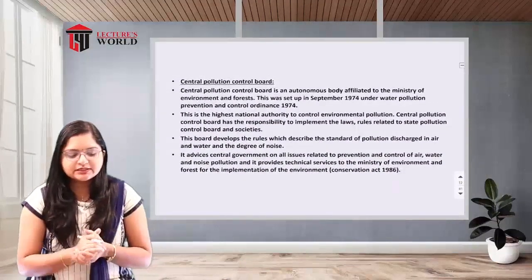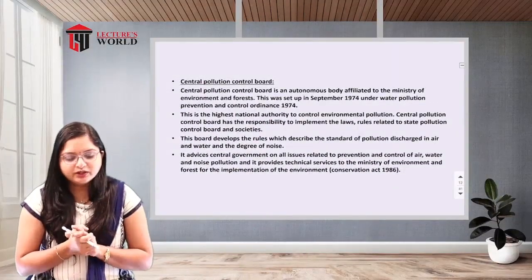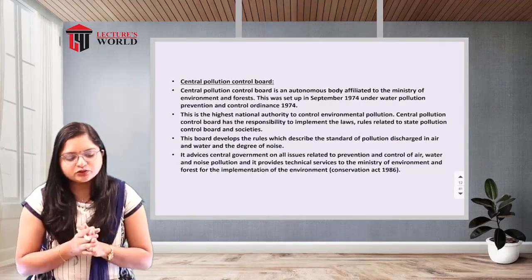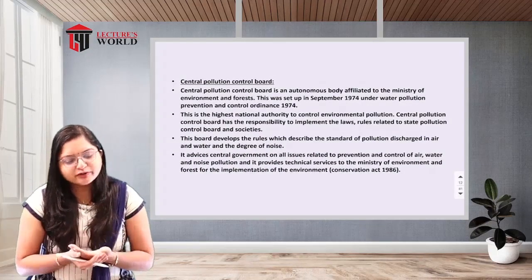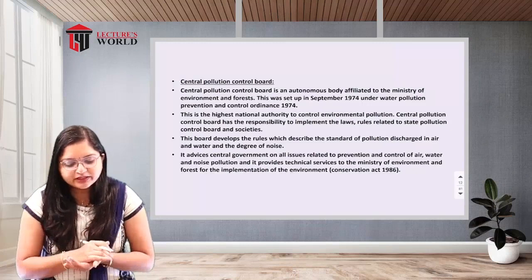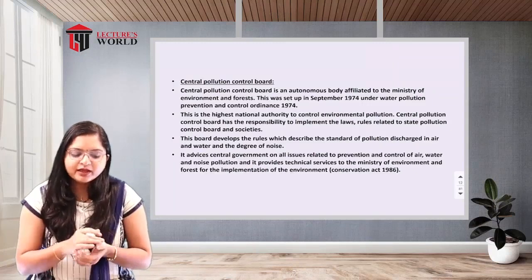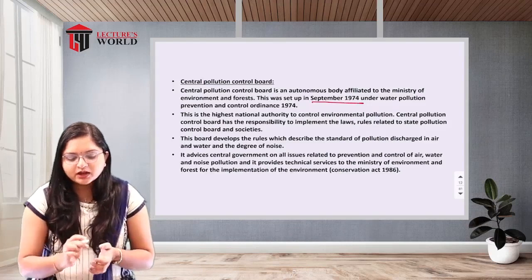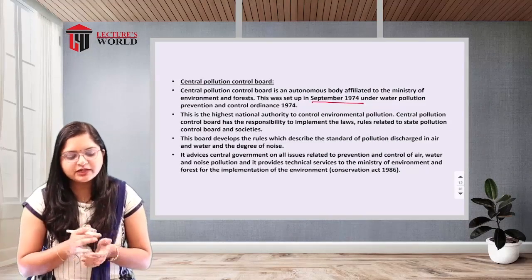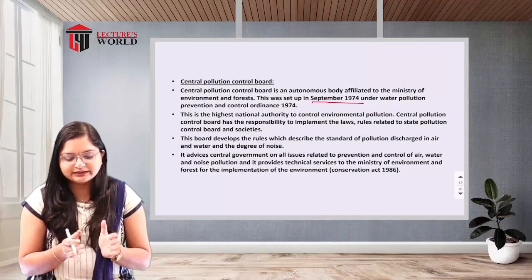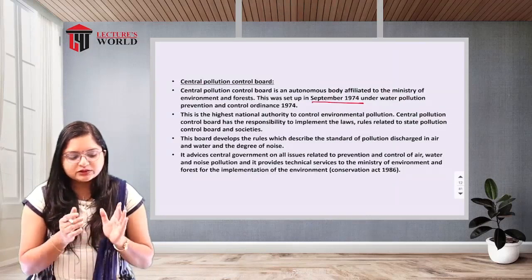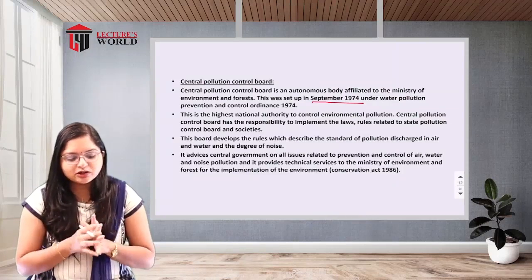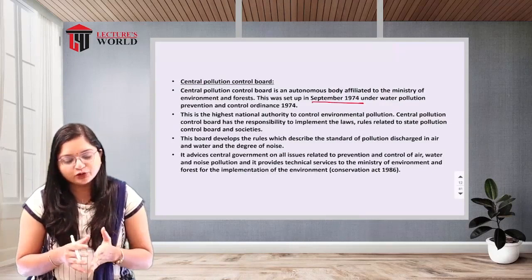Then the third one is the Central Pollution Control Board. The Central Pollution Control Board is an autonomous body affiliated with the Ministry of Environment and Forest, set up in September 1974 under the Water Pollution Prevention and Control Act. This is the highest national authority to control environmental pollution.